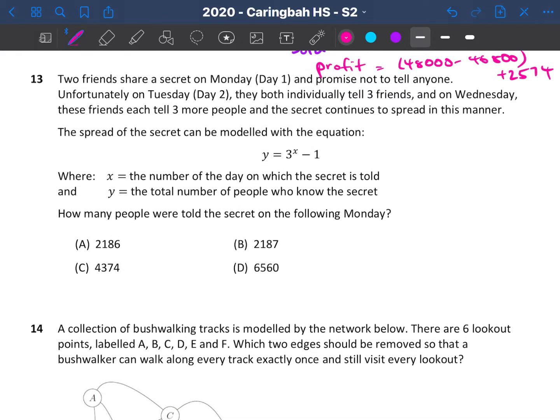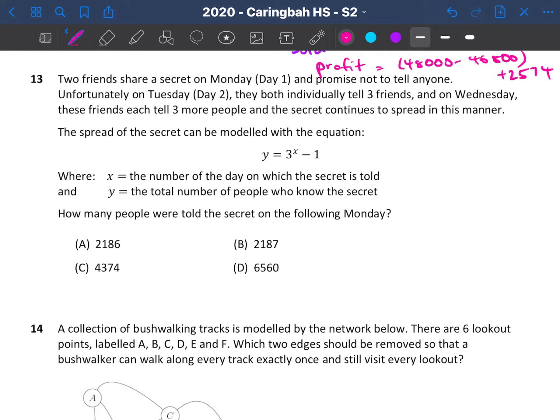Question 13. Two friends share a secret on Monday, which is day 1, and promise not to tell anyone. Unfortunately, Tuesday, day 2, they both individually tell 3 friends, and on Wednesday, these friends each tell 3 more friends. This is such a surprise, and the secret continues to spread. The spread of the secret can be modeled with the equation y is equal to 3 to the power of x minus 1, where x is the number of the day on which the secret is told. Y is the total number of people who know the secret.